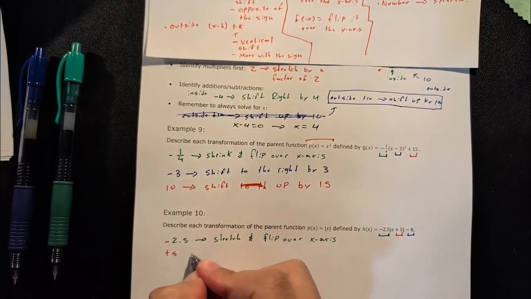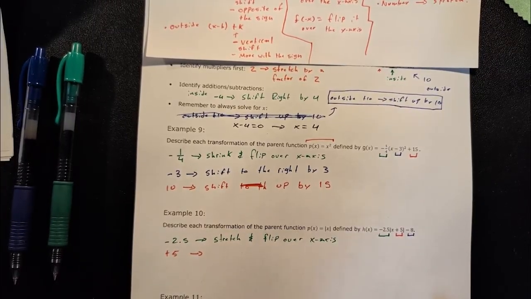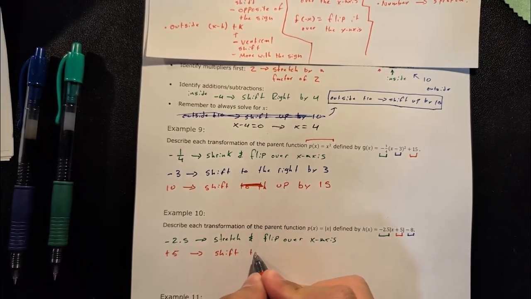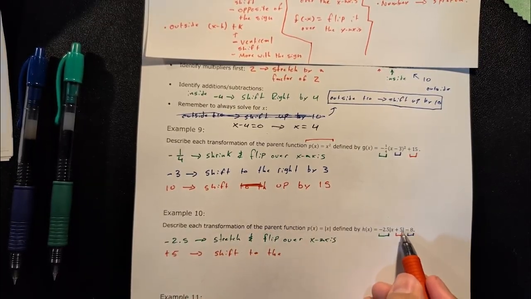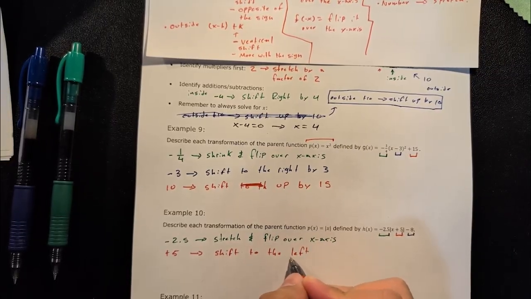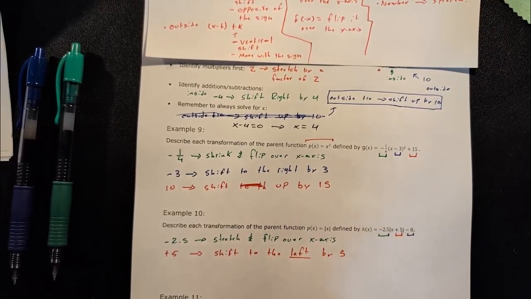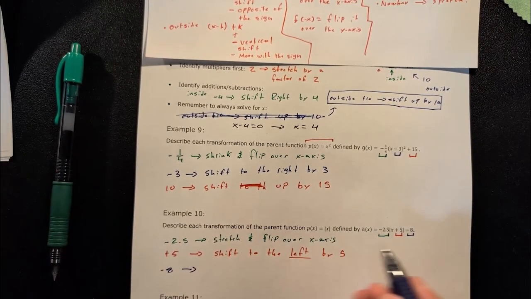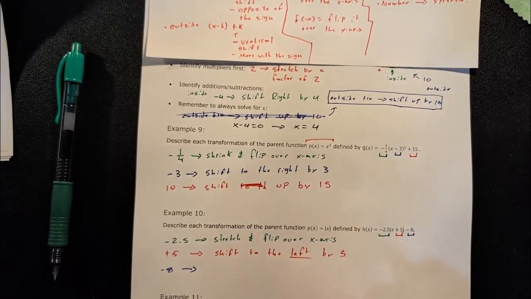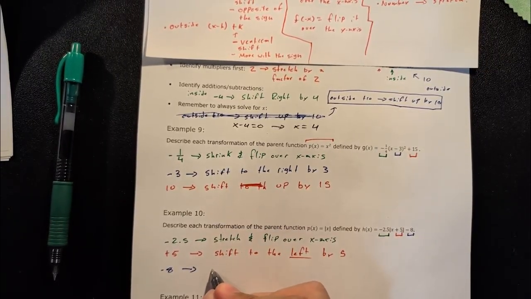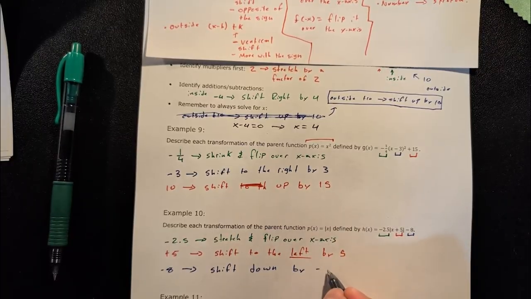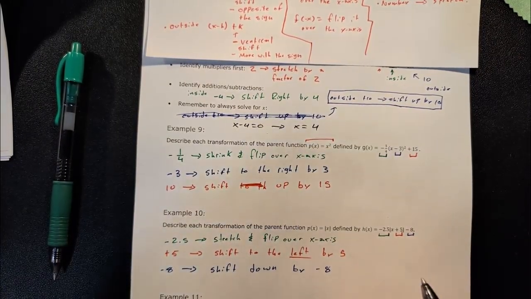The plus 5 is a shift to the, not right, to the left by 5. And then this last one, negative 8. Since this is outside the absolute value, we do exactly what it says. So a shift down by negative 8. Okay.